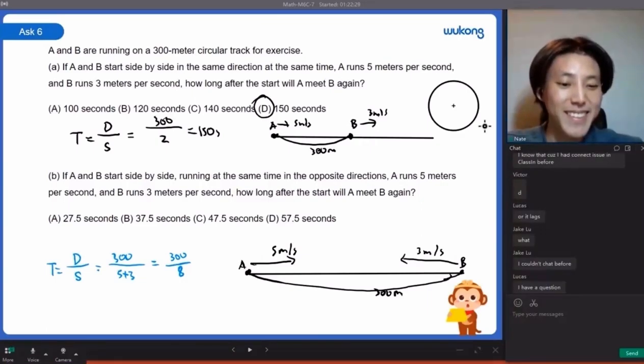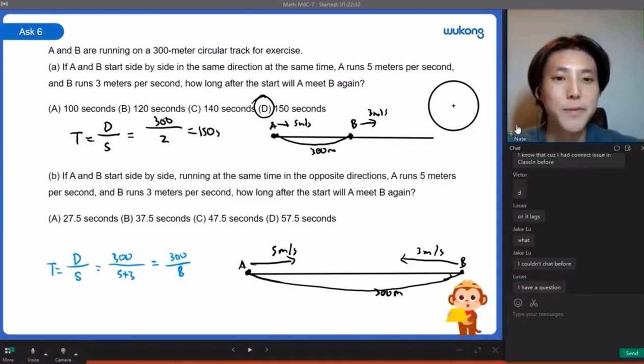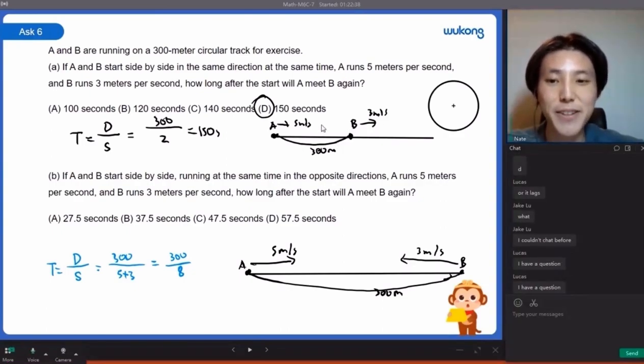Yes? Okay, is it laggy? Oh no, what's going on? Yes, Lucas? Oh, where are you, Lucas?